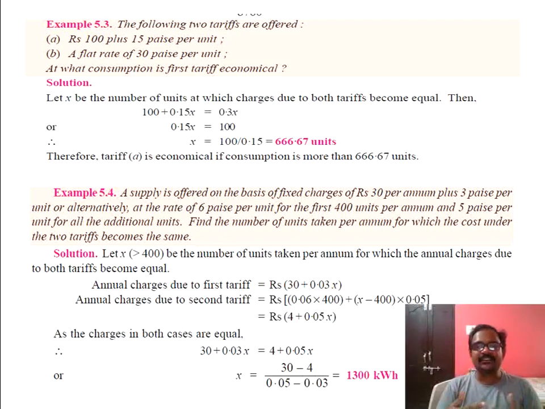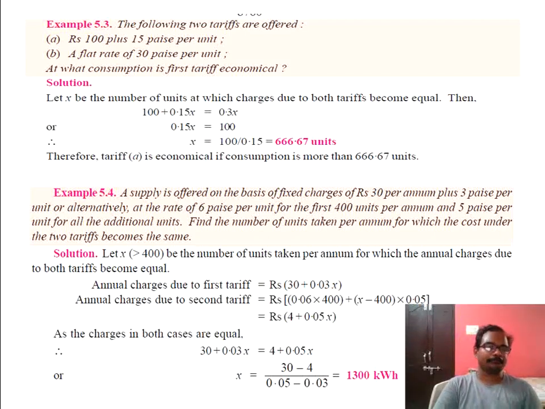Now let's equate these two: 30 plus 0.03x equals 4 plus 0.05x. From that, if I calculate the value of x, it comes to around 1300 kilowatt hours. That is, at 1300 kilowatt hour consumption, both the tariffs will give the same amount of cost.